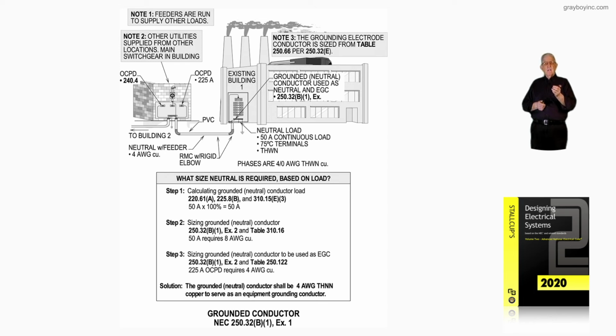Now number 3, I have to select the equipment ground in step 3. So a 225 amp main from table 250.122 requires a number 4 conductor for a 225 amp overcurrent device. So which is the largest between step 2 and step 3? The number 4. So that's what would have to be selected to route over there to serve as a bonding means, a path for fault current, and a neutral load too.